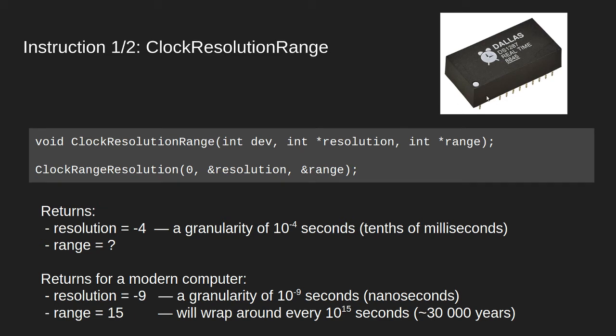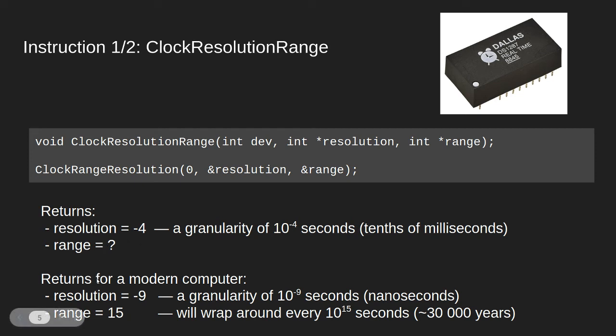Now for this old time device up here, we might get a resolution of -4. This means that the clock keeps the time at a granularity of 10 to the power of -4 seconds, which is tenths of a millisecond. This is a very common resolution for old timers, as they used a quartz crystal to do the counts. The range of this time device here, I don't know.